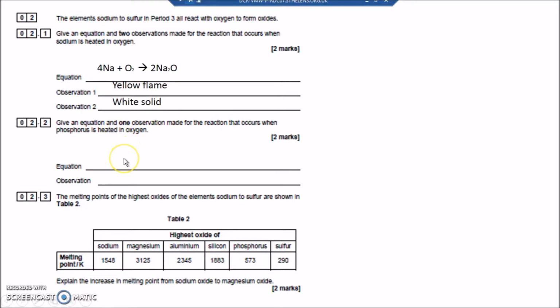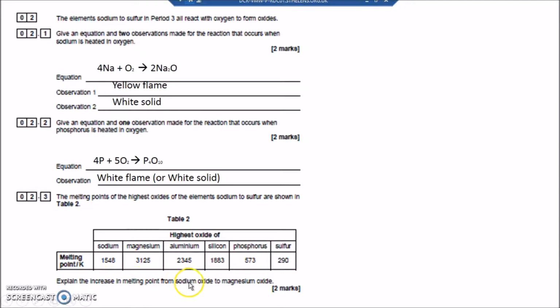Phosphorus: this time you've got to know the formula of phosphorus oxide as P4O10, and therefore you need 4 P's and 5 O2's to balance. Observation, again, a white solid. Or you could say burns with a white flame, either of those will do.